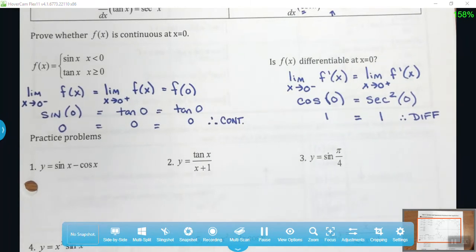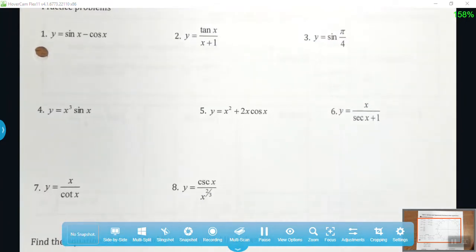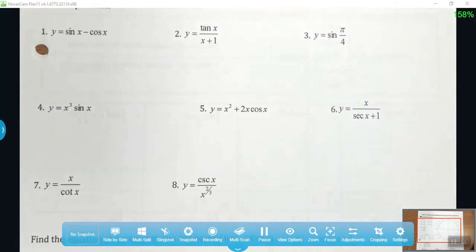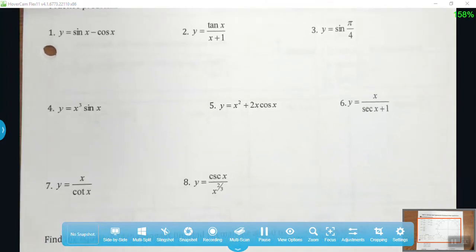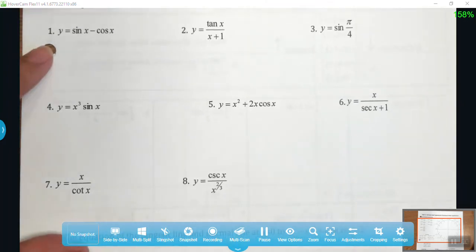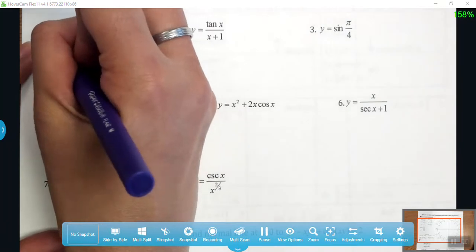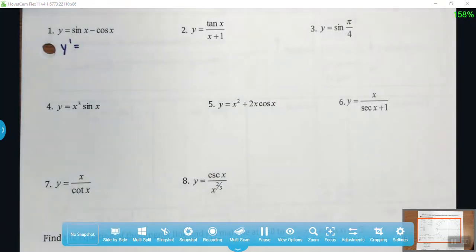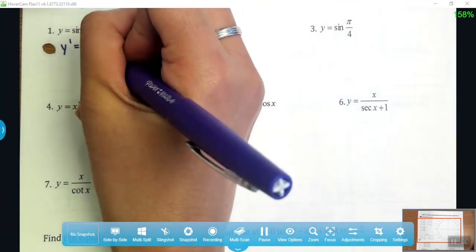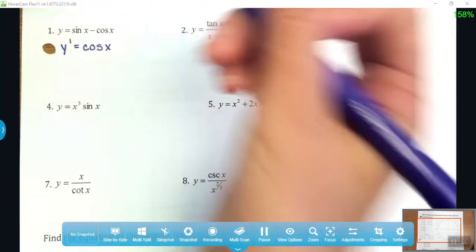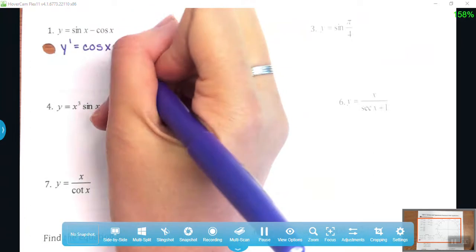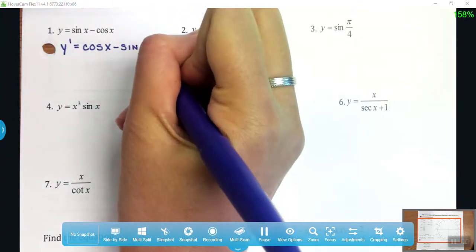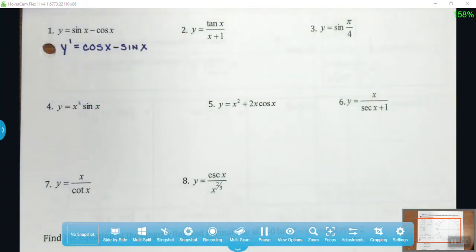Okay, let's take the derivatives of these. So, normal derivatives, y equals sine x plus cosine x, y prime equals cosine x minus sine x. The derivative of sine is cosine, and the derivative of cosine is negative sine. Cool. And then we're done.